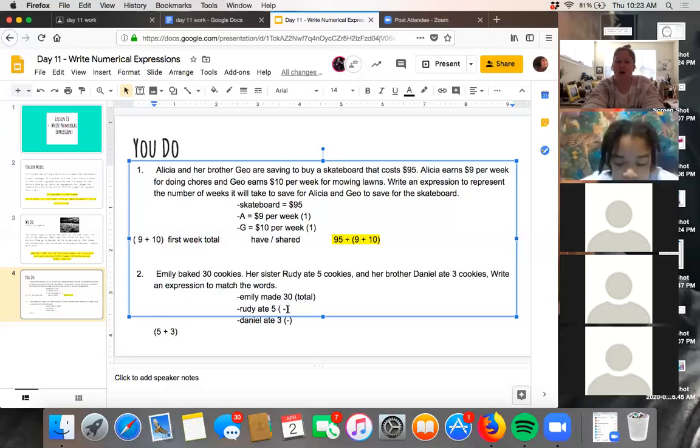But we said the word ate meant to subtract. So where does that subtraction sign go? Behind it. Okay. So if I put it behind it, what comes after the subtraction sign? 30. Okay. Now try to solve that and tell me what the answer is going to be to make sure we're right. I meant put it behind the 5.